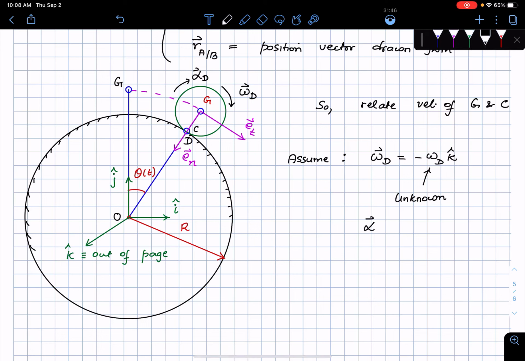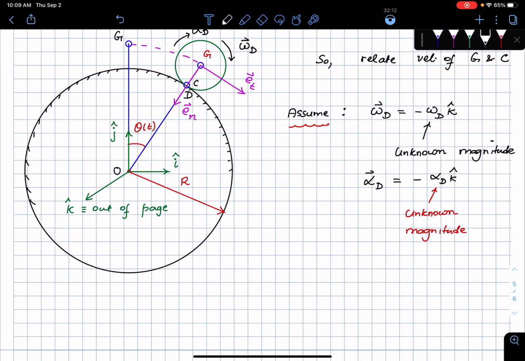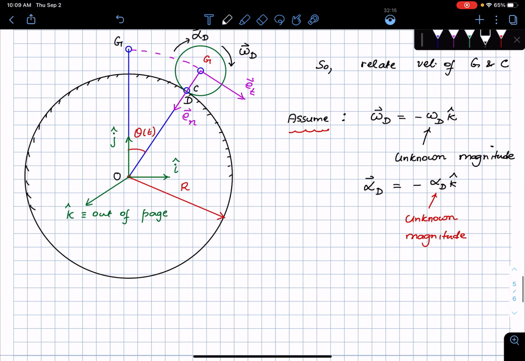Then alpha of the disk, I'm going to assume that this is minus alpha disk in the k hat direction. This is an assumption. I really don't know if this is clockwise or counterclockwise, but I'm just going to assume it. Once again, this is an unknown magnitude. Now I'm going to relate the velocity of point G to the point C. We're going to do this very carefully. So the velocity of G relative to a fixed point is the velocity of C relative to a fixed point plus omega of the disk crossed with the position vector from the point C to the point G.